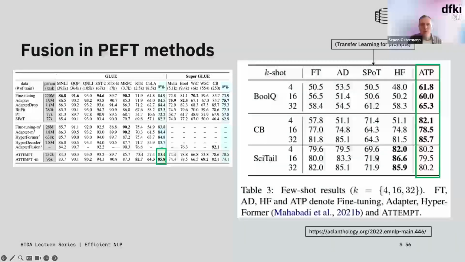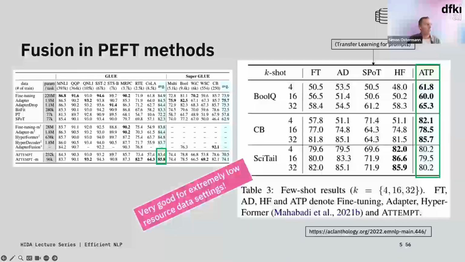Again, what we see here is that it also works very well if we have very few training examples. So this was also the method that works best by far if you have only 32 training instances. This is, by the way, transfer learning for prompts, so it also outperforms that a lot. So it's very good for extremely low resource data settings, where you can see again that methods that are parameter efficient often also work very well in data efficient settings.